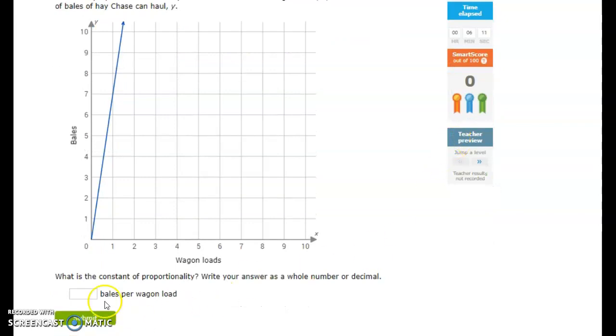So let's look at this. The question is, what is the constant of proportionality? Write your answer as a whole number or decimal right down here. So I have to go find the point where it's touching or crossing these grids where they cross, which would be right here. Okay, so we're starting at (0, 0). We do vertical change, which is 7, over horizontal change, which is 1. So 7 over 1 would be 7.